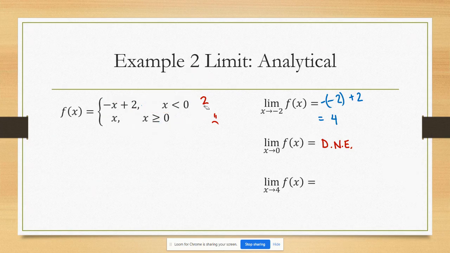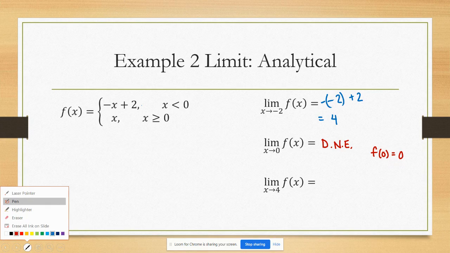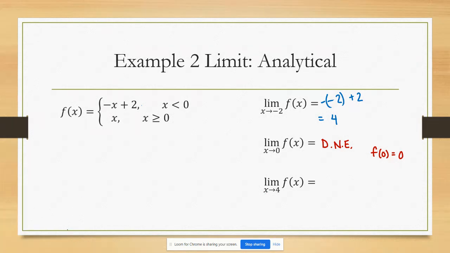And on this last one, I want to remind you again that we know that f of 0 is 0 because I would use the bottom piece of the definition for that. But that's a different question than what's the limit as x gets close to 0. All right, now the last question here is asking the limit as x gets close to 4. Well, 4 is bigger than 0, so I would use this piece of the definition, and so that limit would be 4.